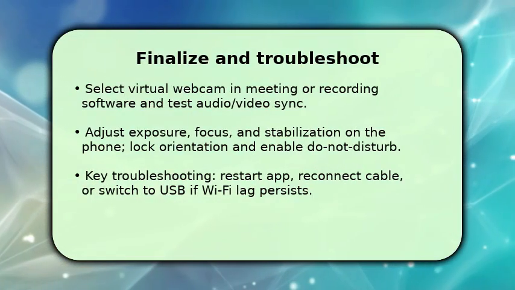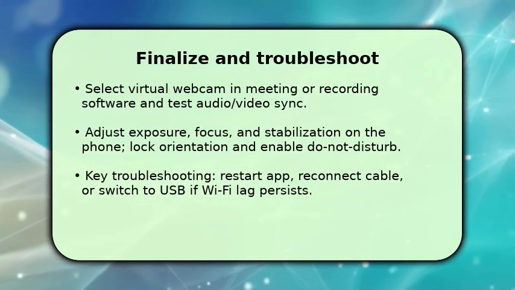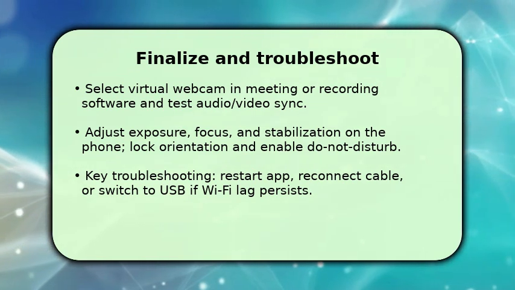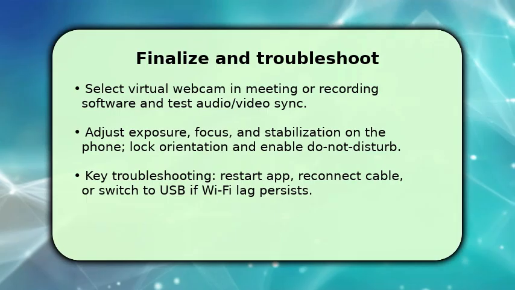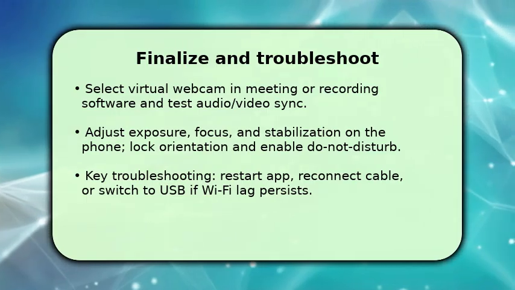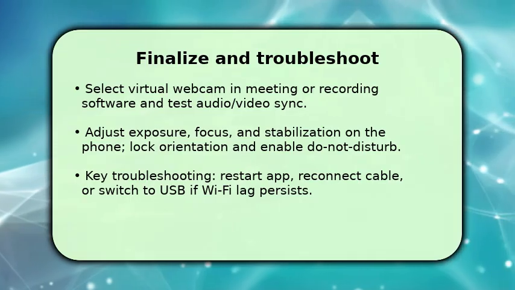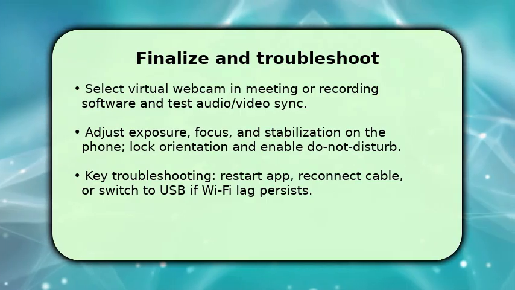Finally, choose the virtual webcam in your conferencing or recording software and run a quick test to check framing and audio sync. Make small adjustments on the phone, lock exposure, tap to focus, and turn on Do Not Disturb so the image stays steady. Once everything looks right, secure the phone on a tripod or clamp. If problems occur, restart the app and client, try a different cable, or switch from Wi-Fi to USB to eliminate lag and dropouts.